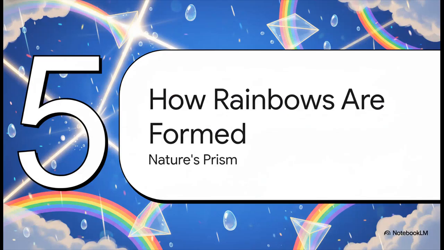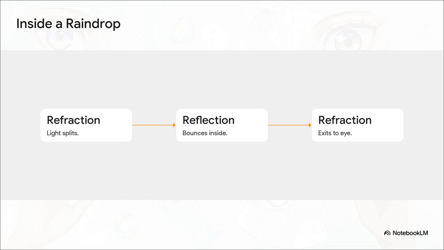And that takes us to our final stop, part 5, how rainbows are formed, nature's prism. Think about what happens inside a single microscopic raindrop suspended up there in the sky right after a storm. Light undergoes 3 incredibly precise chronological steps. First, as crisp white sunlight enters the water drop, it refracts and disperses, splitting right into that VIBGYOR spectrum, acting exactly like Newton's glass prism.